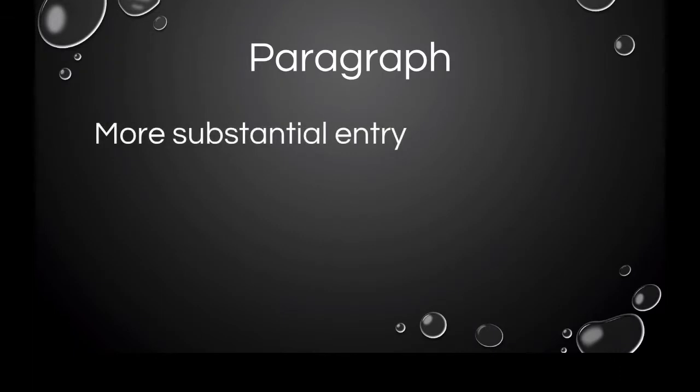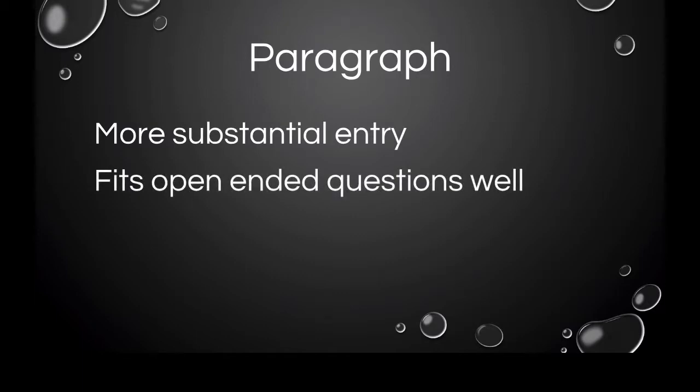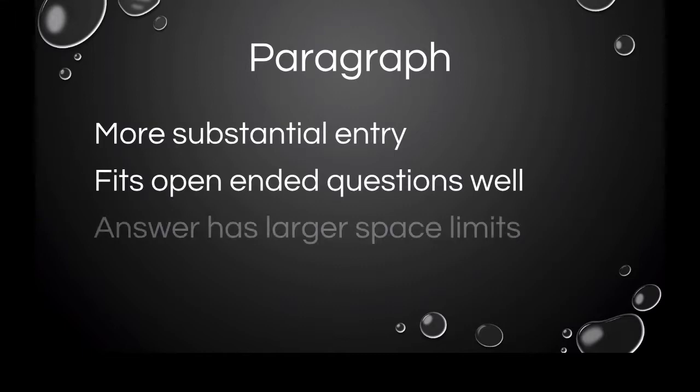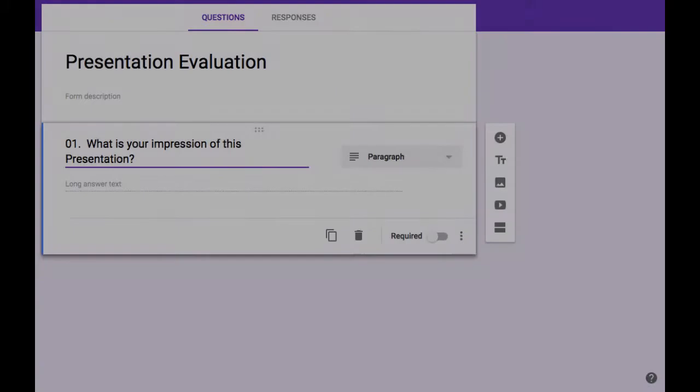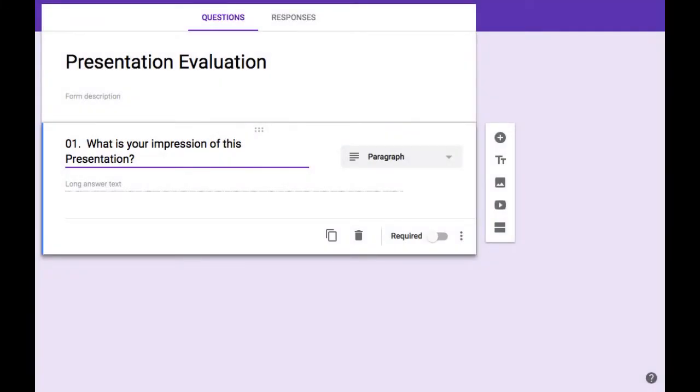Paragraph is really just a long answer. So the participants are allowed a more substantial entry. It fits an open-ended question very well. The answer has larger space limits. And that's what the paragraph icon looks like. And we'll cover the response validation for that in another presentation.